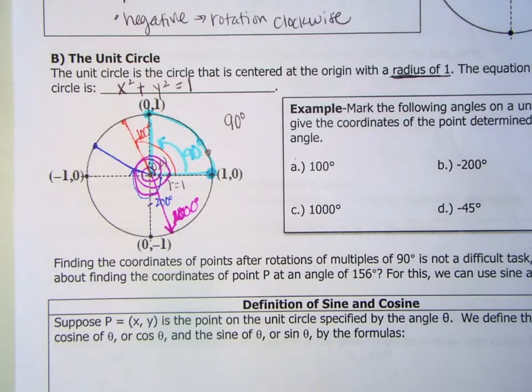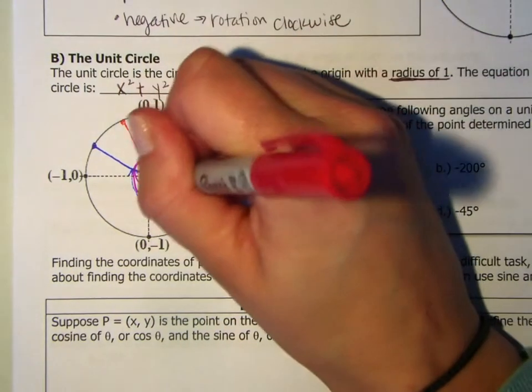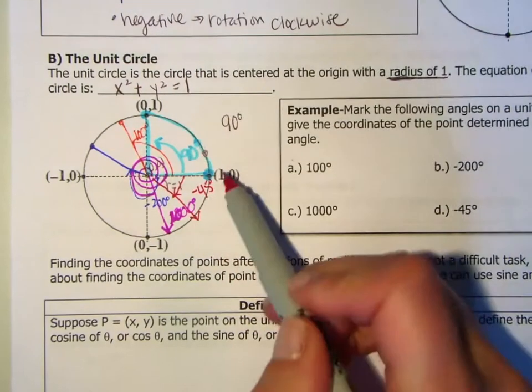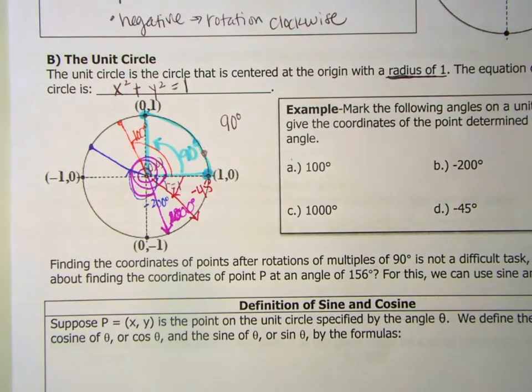Questions on that? I saw some confused looks. All right, real quick, then I want you guys to do that last one, negative 45 degrees, if you haven't already. That should be in your fourth quadrant about halfway. It's actually exactly halfway.